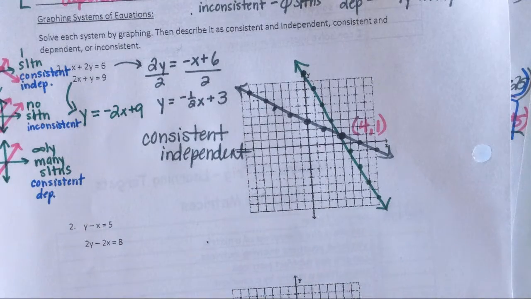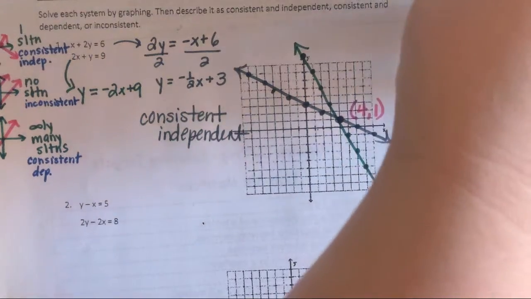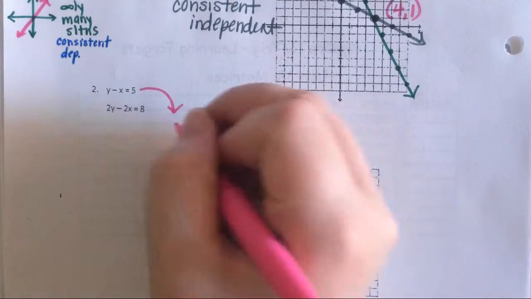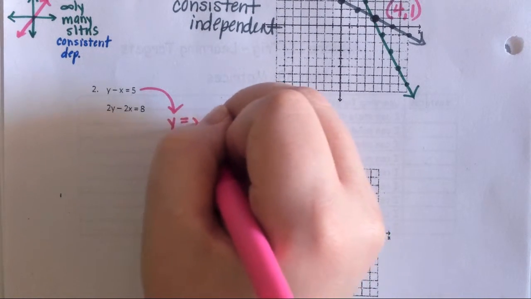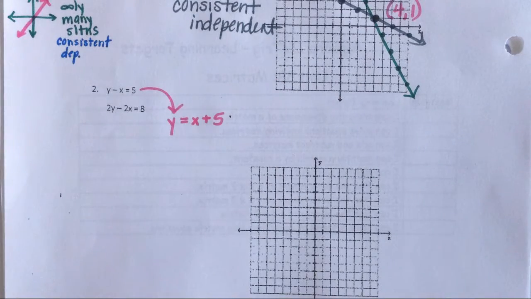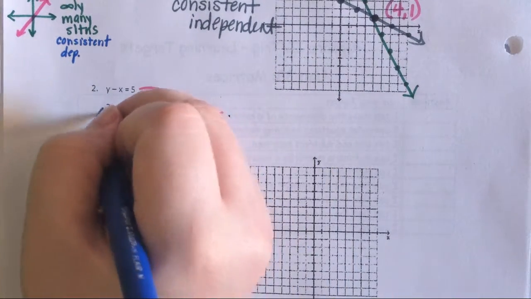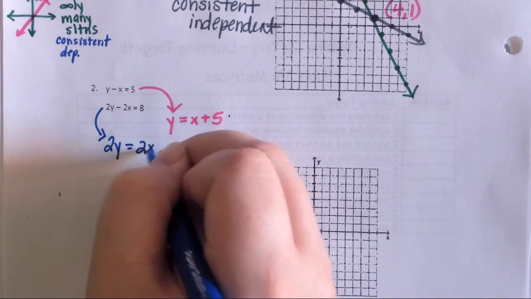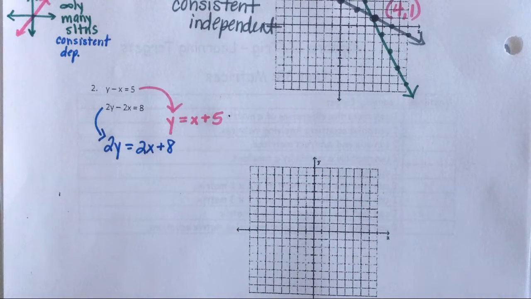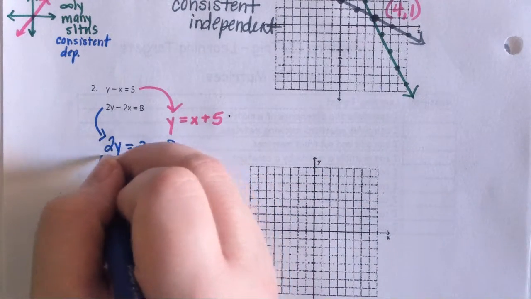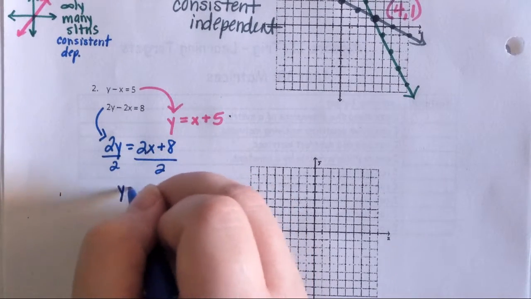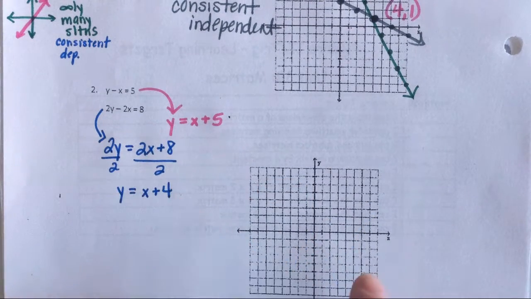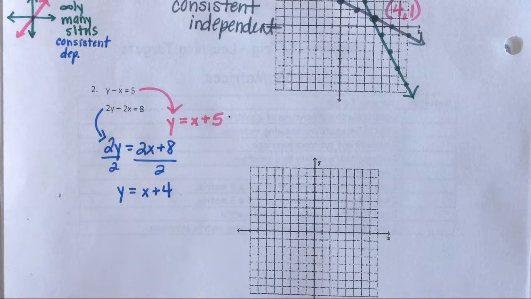Okay, so number 2 looks a little better. It looks like reverse standard form. I need to rearrange this equation. I add x to both sides. I get y equals x plus 5. I need to rearrange this equation as well. I add 2x to both sides. I have 2y equals 2x plus 8. Am I done? No, you gotta divide by 2. Now you get another point. Divide both sides by 2. You get y equals x plus 4. So I need to graph the pink line, y equals x plus 5, and the blue line, y equals x plus 4. But I already know the answer.